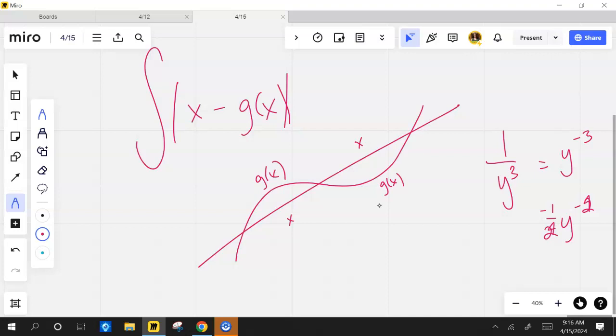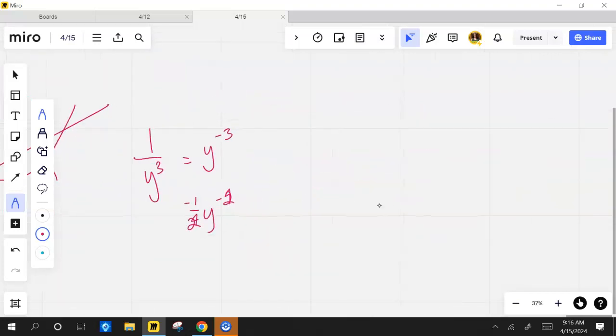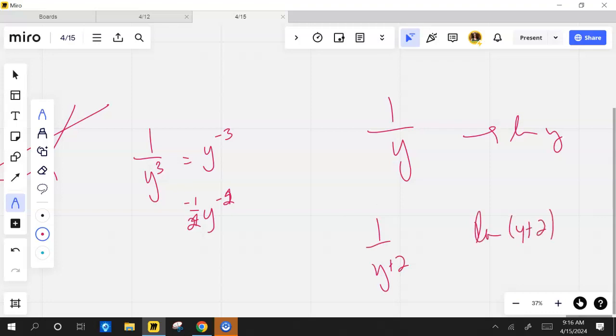But you're not going to do log whenever it's just one power. So if it's 1 over y, that would be natural log. Or 1 over y plus 2, that you could do natural log of y. All right, so that was multiple choice calculator.